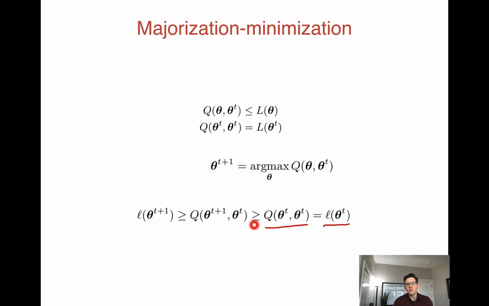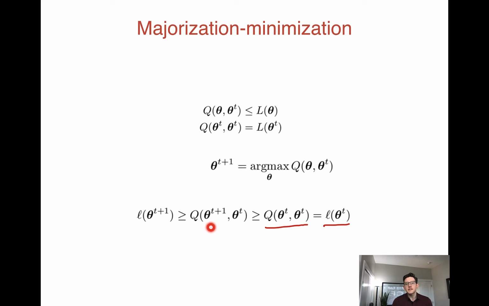Now notice that this must be greater than or equal to Q of theta t, theta t, because this is specifically designed to be the maximum. So we could end up with the same parameters. That's what happens when we converge. But before we've converged, we're going to end up with a better value of Q than we started with, that we get from Q of theta t, theta t.